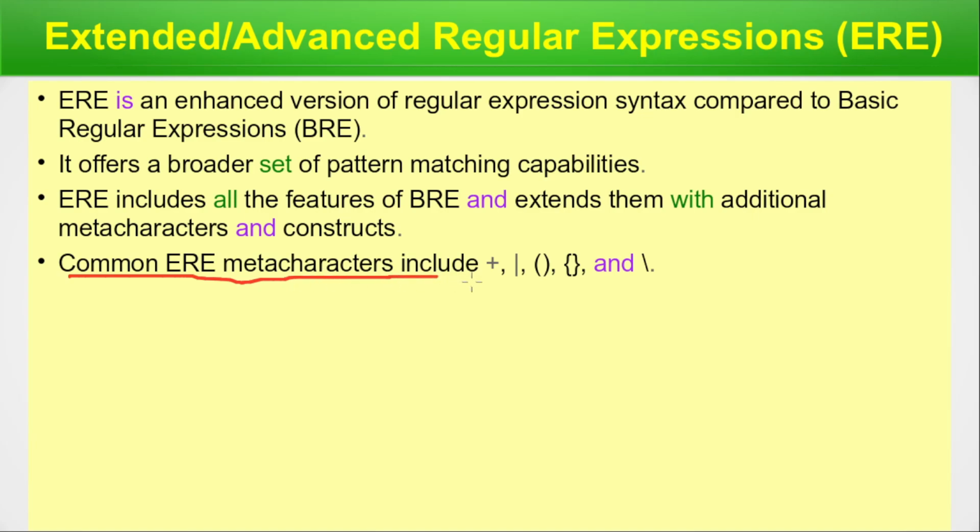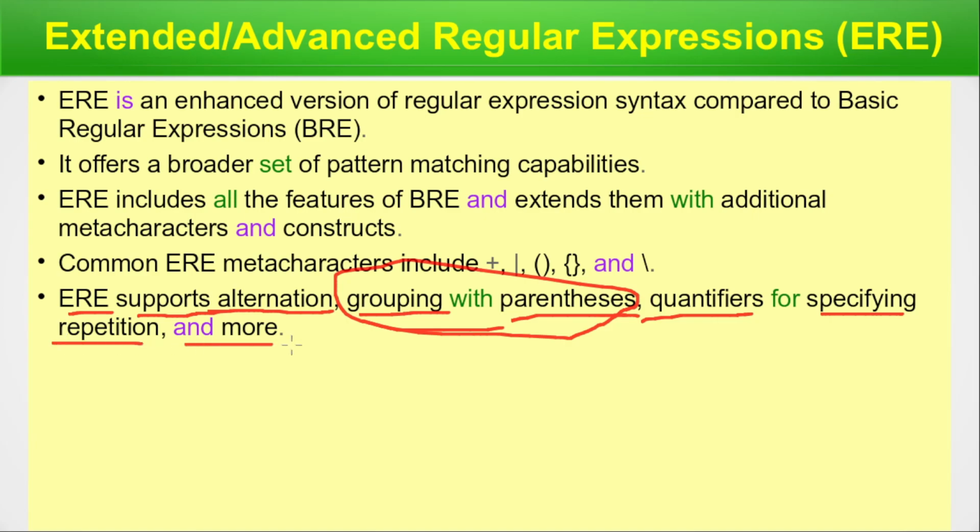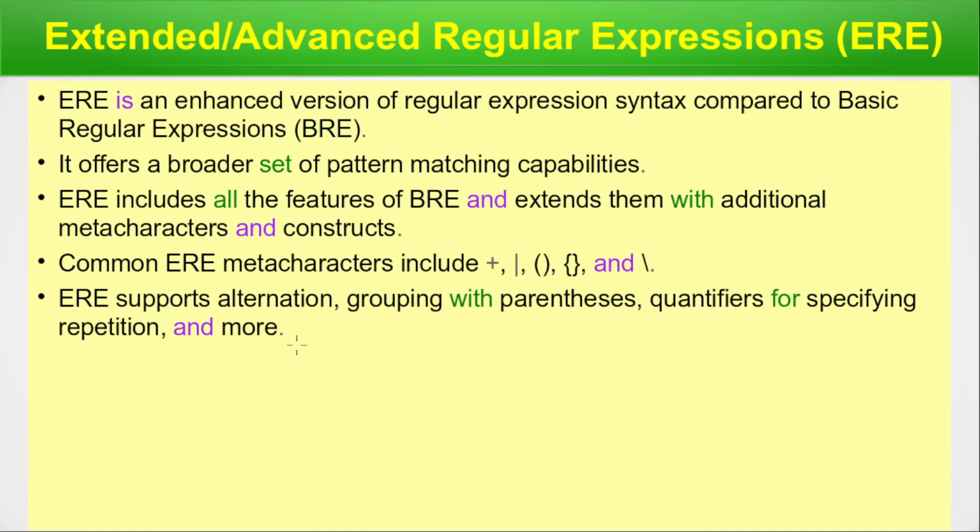Common ERE meta characters include plus, pipe, a set of brackets, that means first bracket, second bracket, and backslash. So these are meta characters from ERE. ERE supports alternation, grouping with parentheses, obviously this grouping has to be done with parentheses, quantifiers for specifying repetition, and more. So you can see the features in ERE are much more than the BRE, which we talked about in the last slide. We have much more advanced features which are giving us more powerful handyman tools.